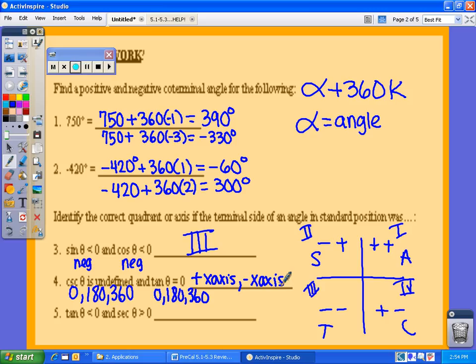Okay, last one says tangent is negative. So I know that tangent is negative in the second and fourth quadrant. And then it says that secant is positive. Well, secant is related to cosine. So that's basically saying that cosine is positive. And that happens in the fourth quadrant. So the answer to this question is fourth quadrant.